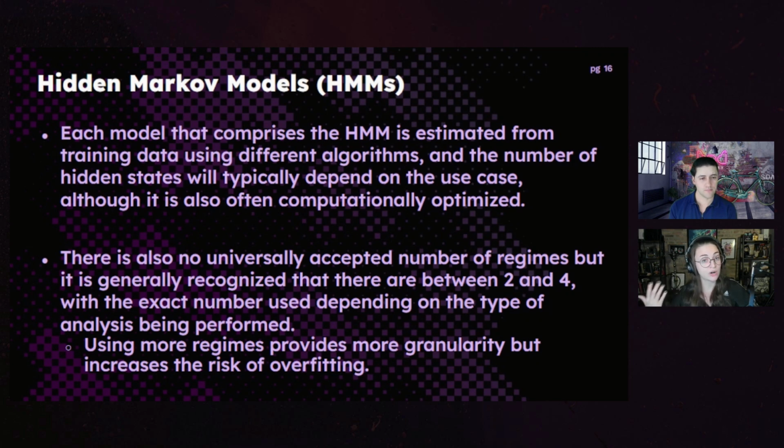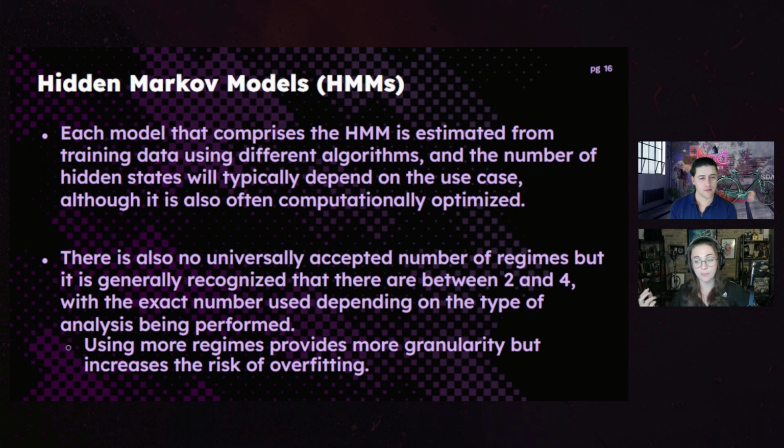And recall that when we're talking about market regimes, a bear market is a market regime. It's got its own unique statistical properties, and it tends to propagate for a sustained period of time. A bull market, a crash, a sideways market. These are examples of market regimes. Typically there's between 2 and 4, maybe 5 is what we accept, although there's no definitive number that we know of at least. And the exact number that you use is really going to depend on the type of analysis that you're performing.